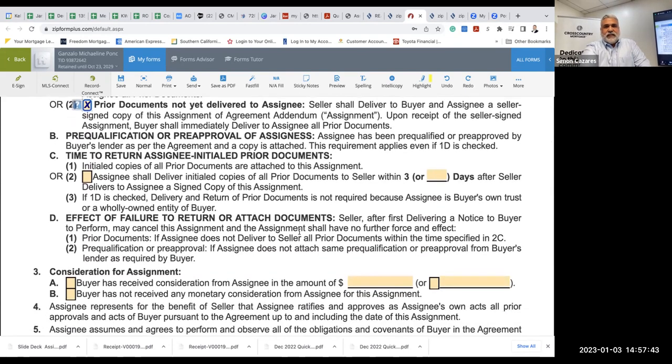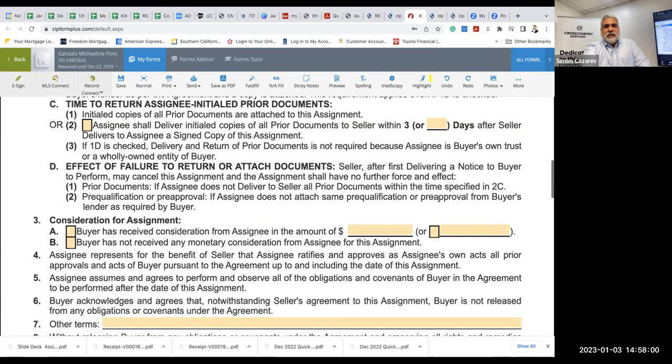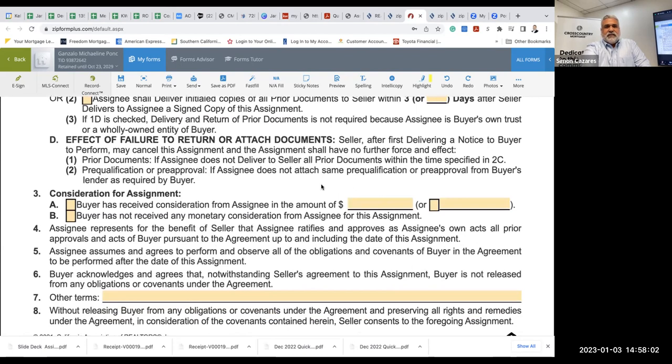Time to return assigning initials prior to documents. Initial copies of all prior documents are attached to this assignment. Assigning shall deliver initial copies of all prior documents to the seller within 3 days after seller delivers to assigning a signed copy of this agreement. Okay. Effect of failure to return or attach documents. Seller after first delivery and notice to perform.